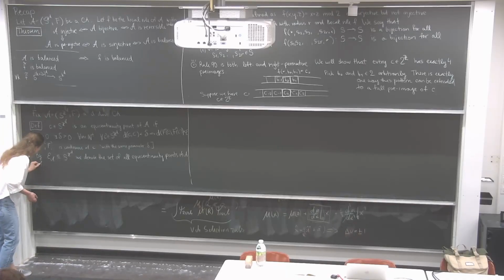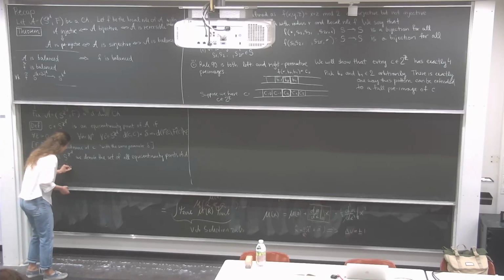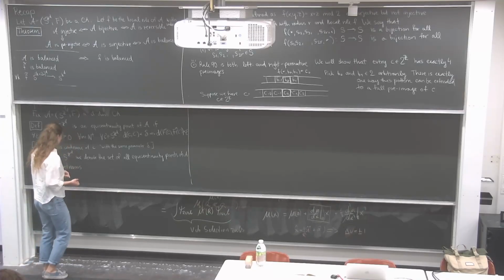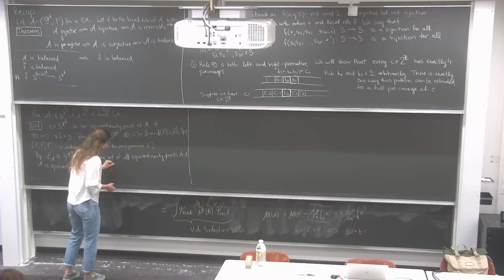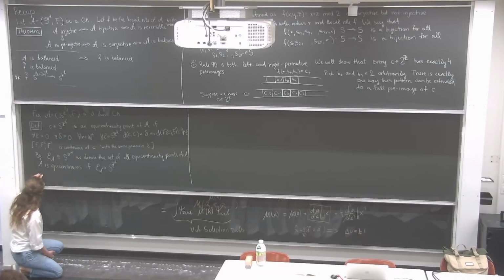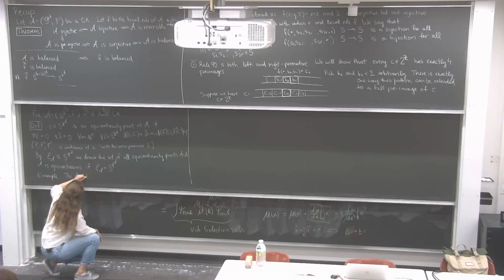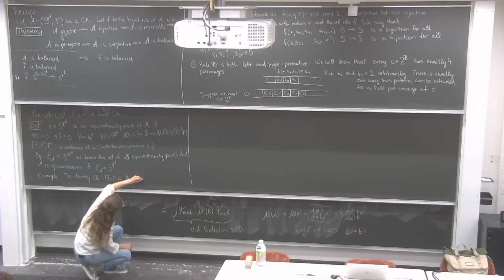So A is equicontinuous if the set of its equicontinuity points is the whole configuration space. So a trivial example of this is just the identity CA, where the iterations are all the same. So the identity CA with f(C) equals C for all C is equicontinuous.